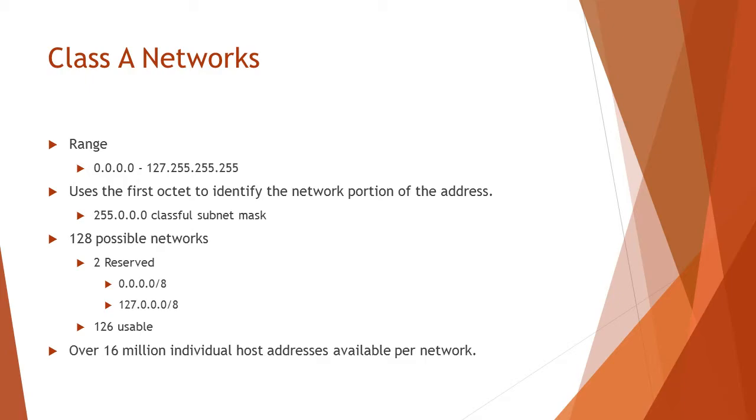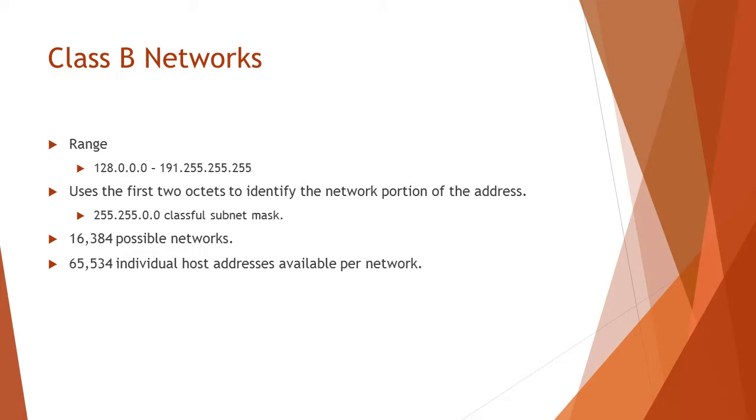Class A networks. The address range for this class goes from 0 to 127. It uses the first octet to identify the network portion of the address and comes with a total of 128 possible networks, where 2 of them are reserved for default routing and loopback testing, while the remaining ones are usable, each one capable of supporting over 16 million individual host addresses.